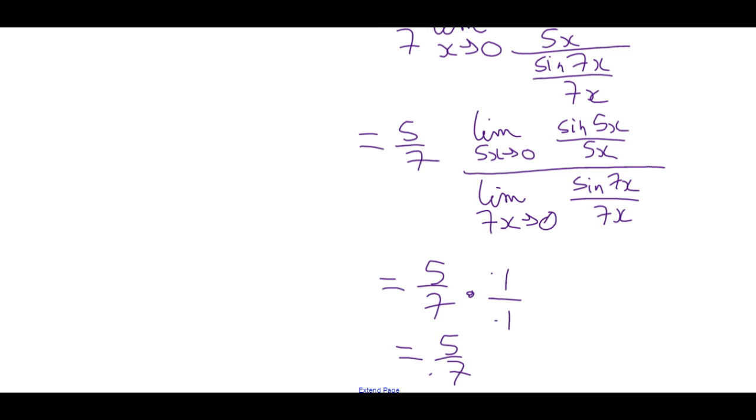Alright, so we're rewriting, right? This is something that, I guess it's not on your formula sheet: the limit as theta approaches 0 of sine theta over theta equals 1. Something you're going to know, though.